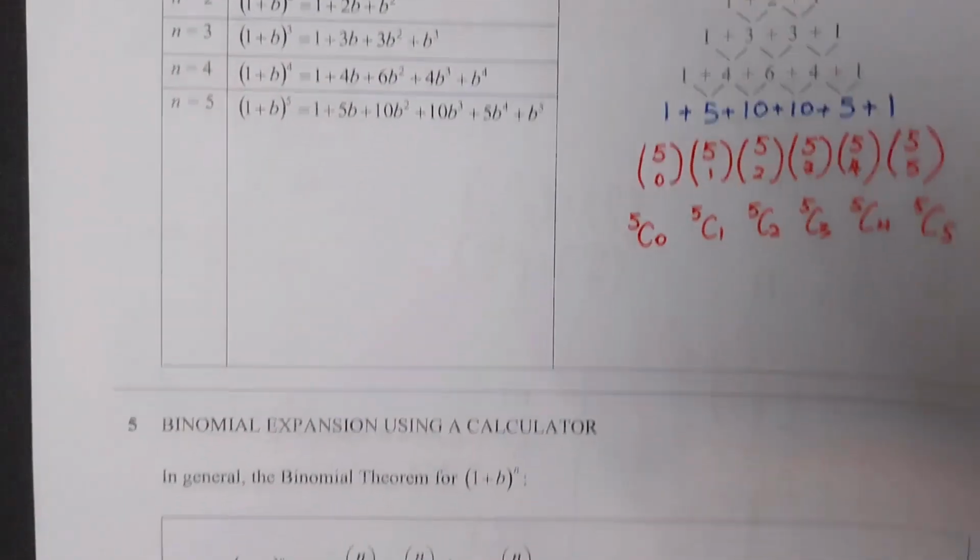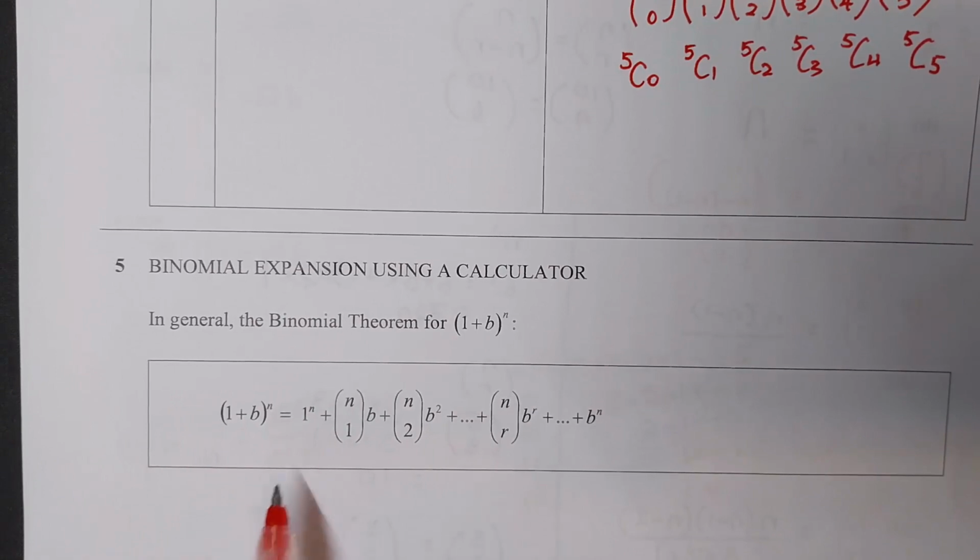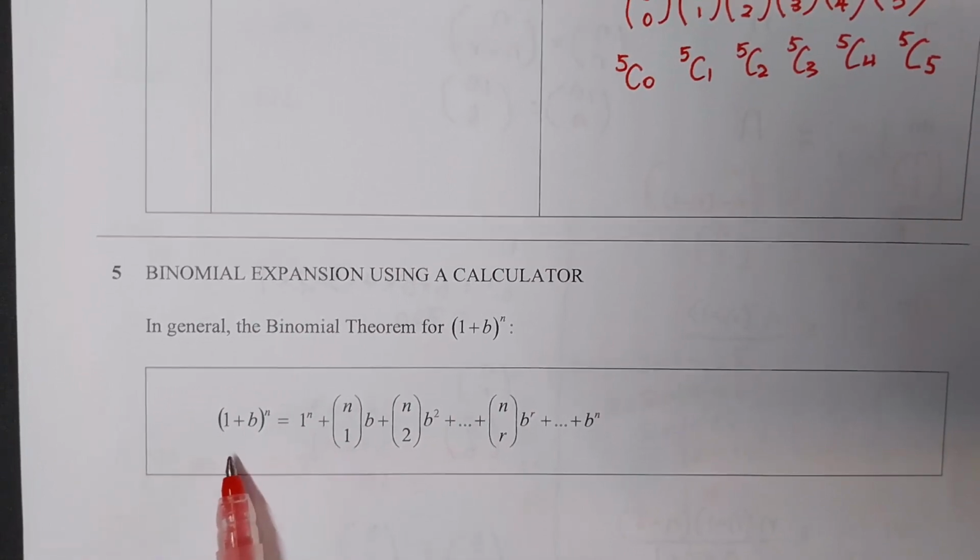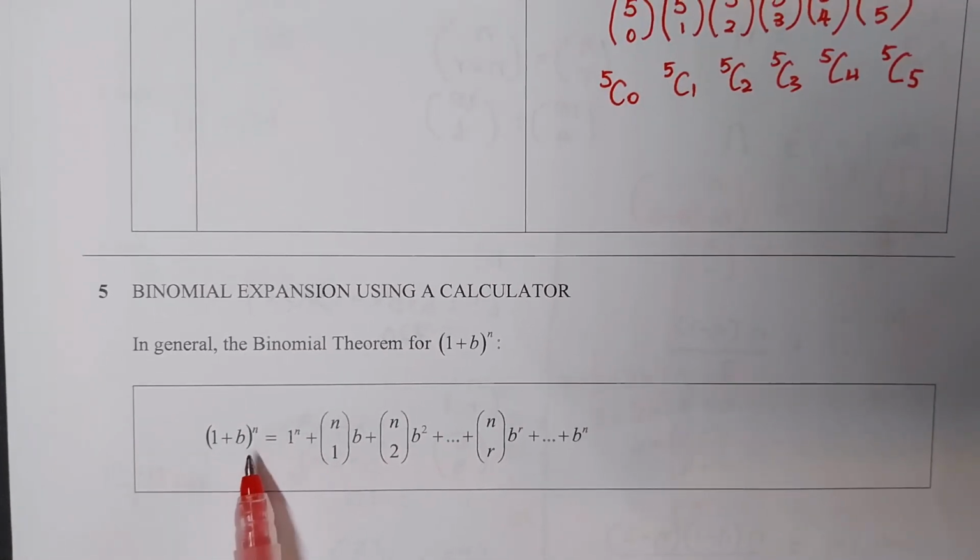So rewriting the expansion in a general way, we can actually write it as (1 + b)^n = 1 + n choose 1 b + n choose 2 b squared + n choose 3 b cubed + n choose 4 b to the power 4. So if you have n choose r, it will be b to the power r, and all the way to b to the power n.